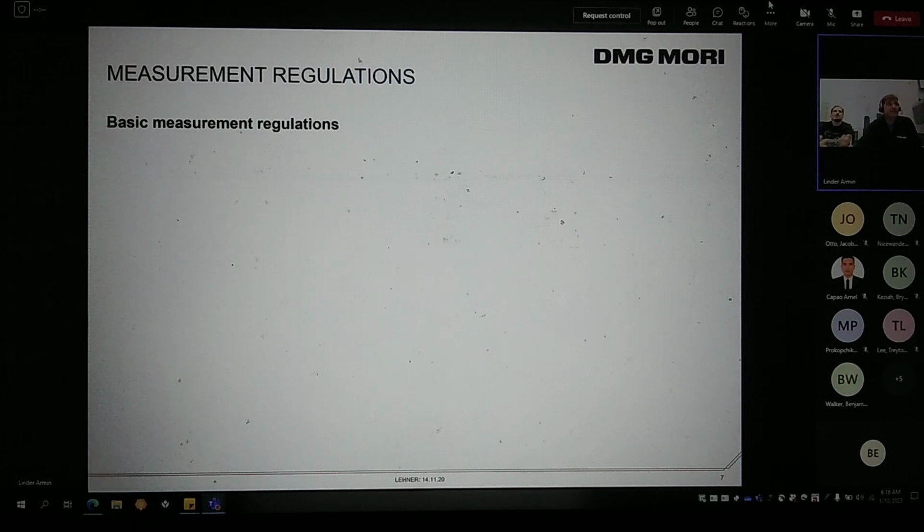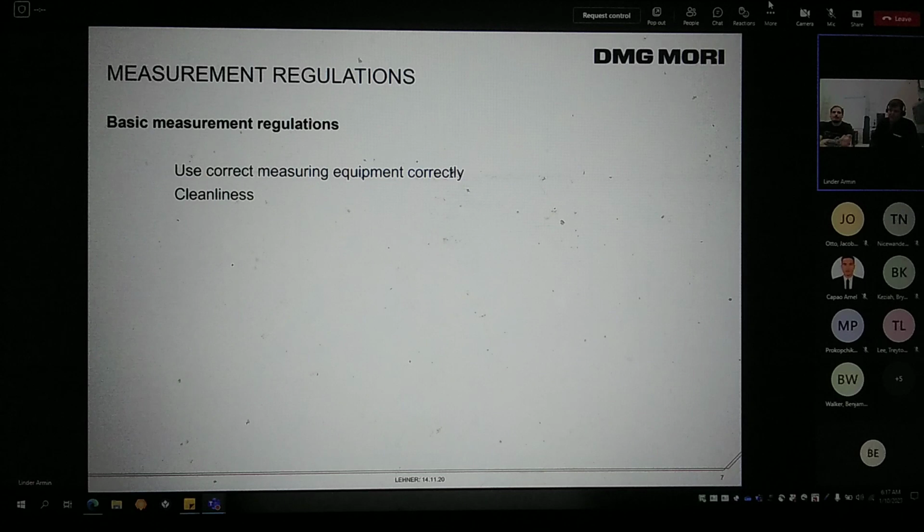So basic measurement regulations: use the correct measuring equipment correctly. That's something I will show you in short movies, also with the lever gauge, where the measurement angle is something you have to know, because it can have an influence.